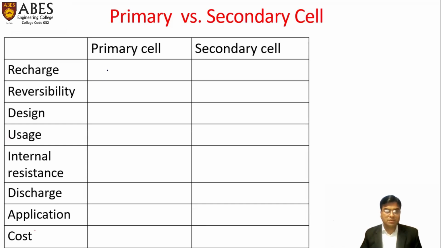Recharging is not possible for the primary cell, so those cannot be recharged. Secondary cell can be recharged and reused. Reversibility: the primary cell does not have reactions which are reversible, so it has irreversible reactions. These are irreversible in nature. Whereas secondary cells have reversible cell reactions, so these are reversible.